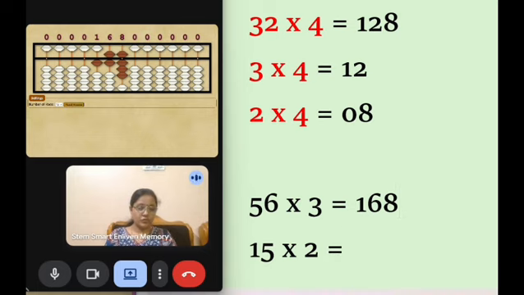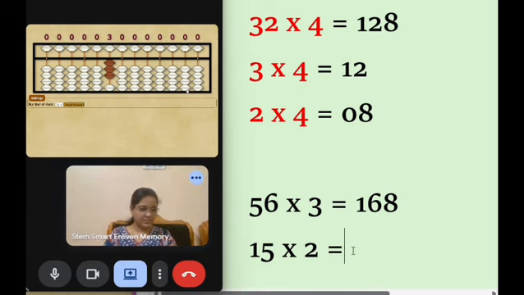Next question, 15 times 2. How will you multiply 15 times 2? First we have to multiply 1 times 2. 1 2 is 0 2. Always add a 0 before the number when you are getting a single digit answer. So 1 times 2 equals 02 and 5 times 2 equals 10. So the answer is 30. That's it.